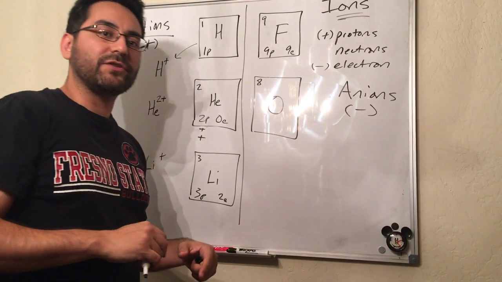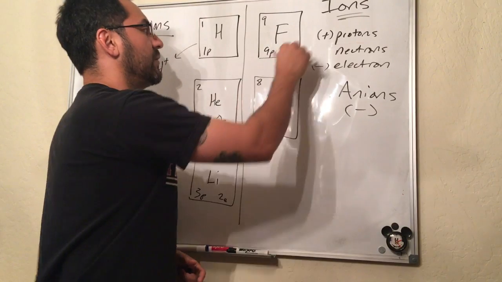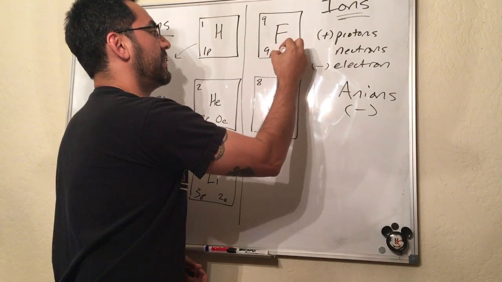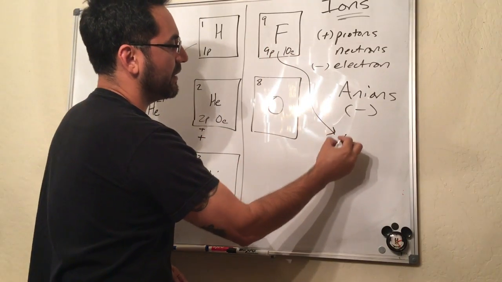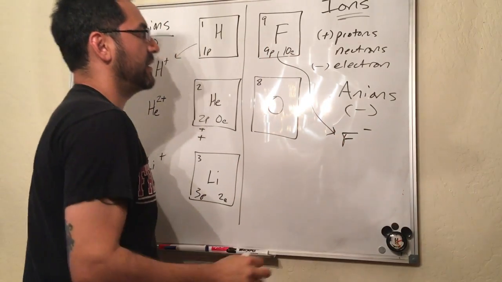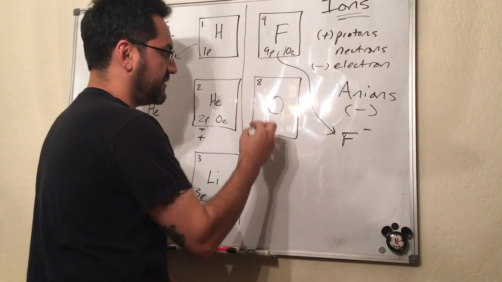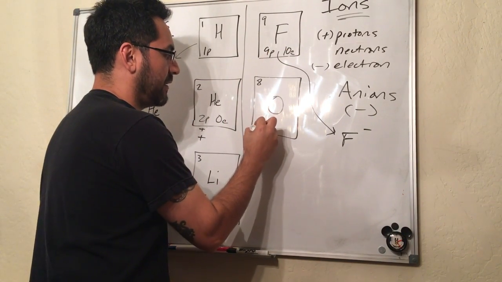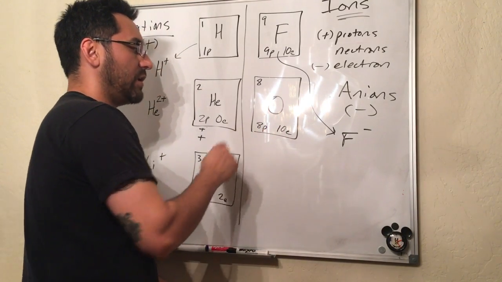But what if we get more electrons than protons? So for example, fluorine has 9, but what if it gained 1 and now had 10? Well, now we would draw fluorine as F- to indicate that it now has 1 extra electron. Oxygen has 8 protons. What if it also had 10 electrons? Well, now there's 2 more electrons.